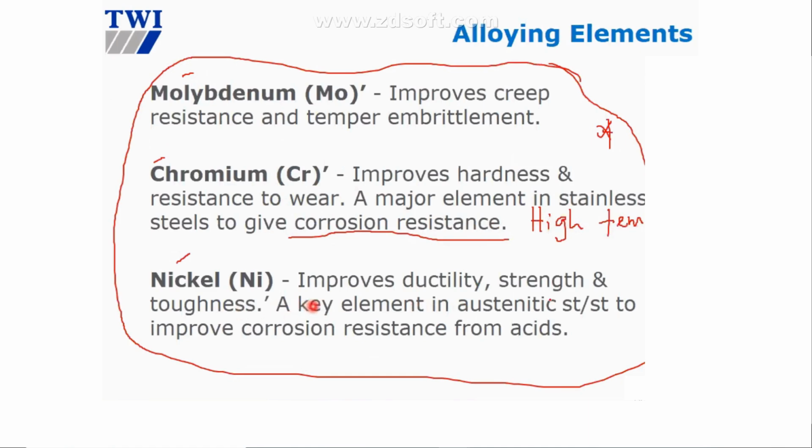Nickel improves strength and toughness. All right, highlight this toughness for nickel. It will increase toughness, especially for low temperature. Right? When you are going to install the material in a low temperature environment, for example subsea, then you need to have more nickel. And it also gives resistance to acid, especially when used in austenitic stainless steel. Okay?